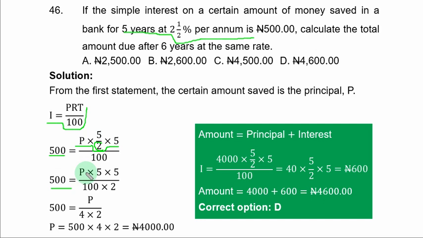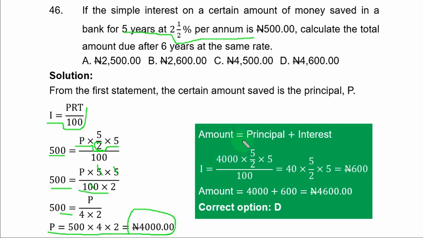So you have P times 5 times 5 over 100 times 2. If you reduce, 5 times 5 is 25. If you divide it by 100, you have 4. So you have 500 equal to principal over 4 times 2. Multiply through by 4 times 2 to clear fractions, and you have principal equal to 500 times 4 times 2, and that is 4,000 naira.